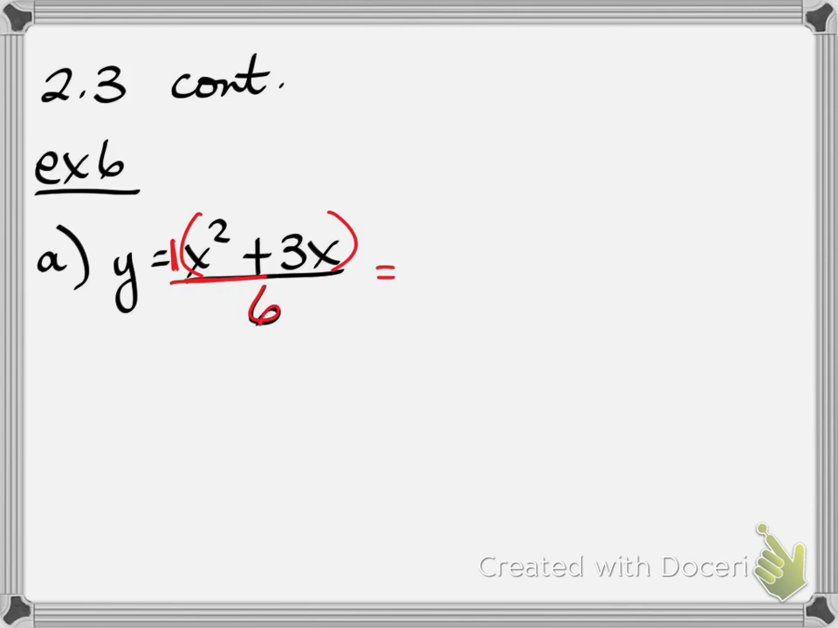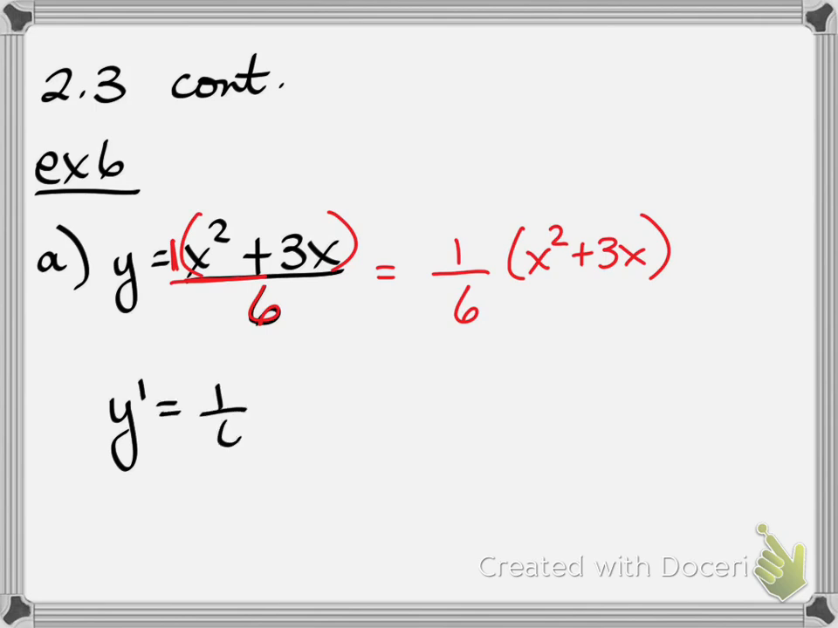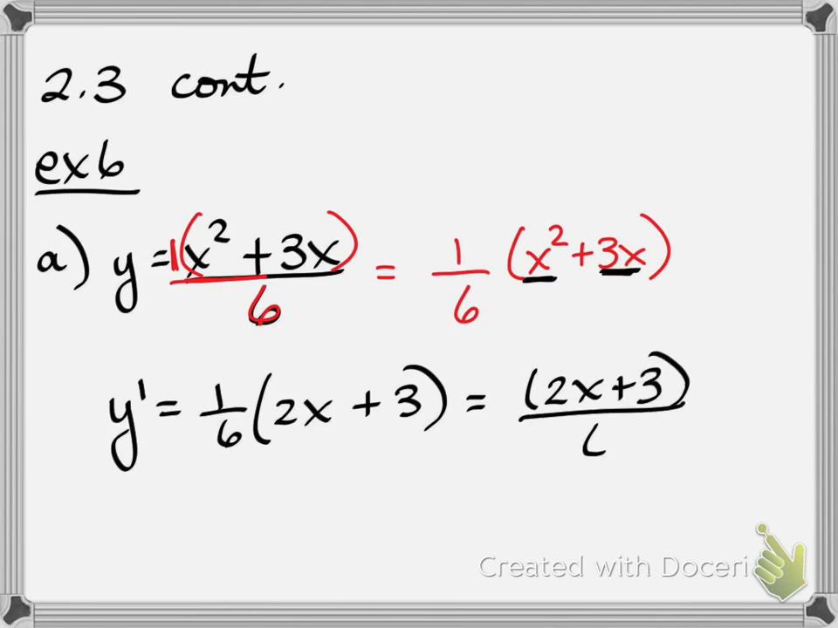So think about being able to take the constant out of the x squared plus 3x. Then it's much nicer to work. Your derivative would just be the constant times the derivative of x squared plus the derivative of 3x. And then if you want, you can put that back over the 6 to be done.